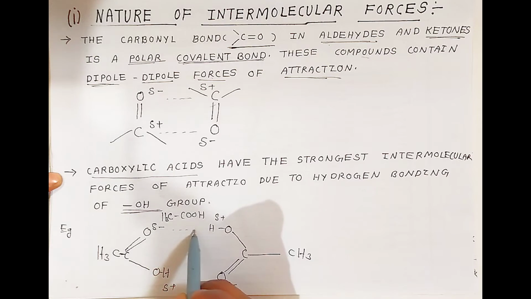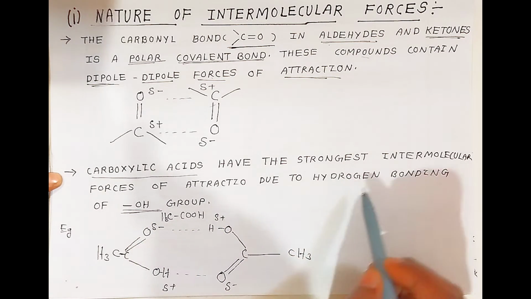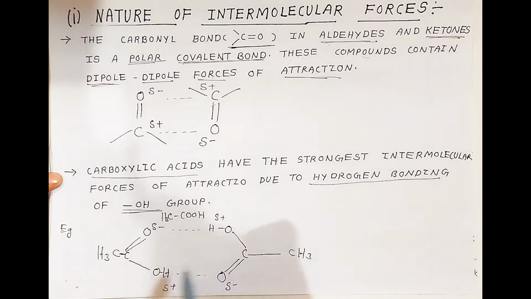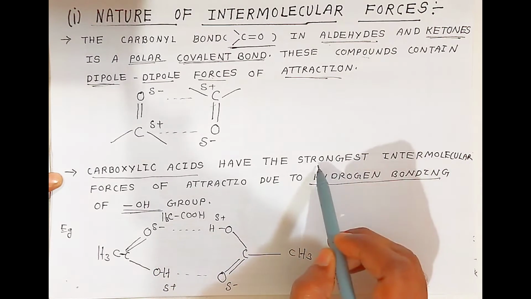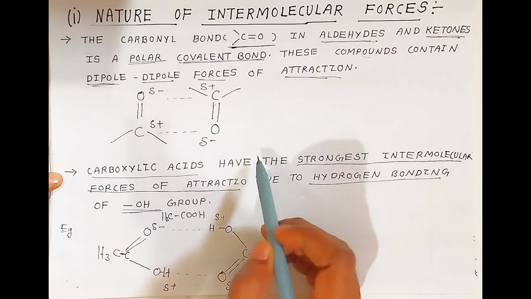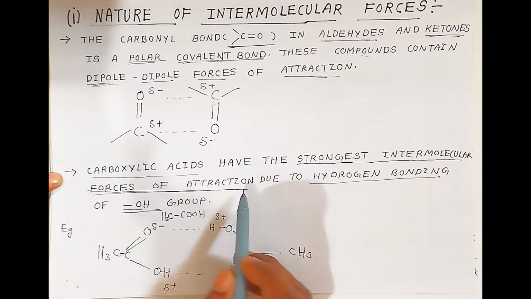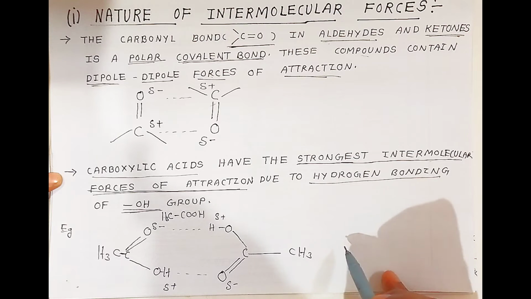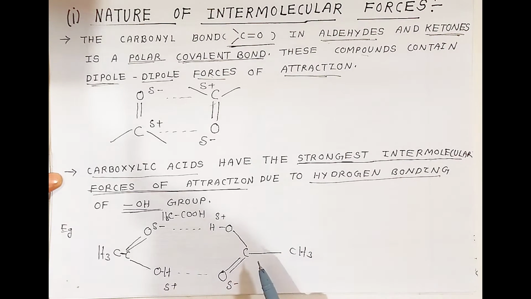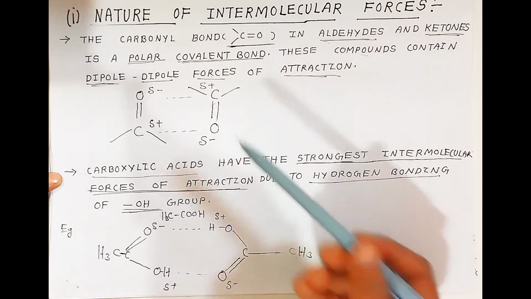So there will be an attraction, students. This attraction is because of this hydrogen. So due to the hydrogen bonding, students, these molecules have come close to each other. That means it has the strongest intermolecular force of attraction. Understanding, students? Strongest force of attraction as compared to aldehyde and ketone. So I have shown how one molecule of acetic acid attracts another molecule. So here it will have the strongest intermolecular force of attraction as compared to aldehyde and ketone.